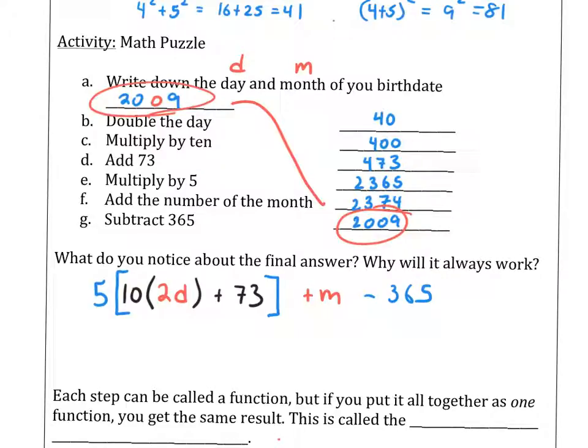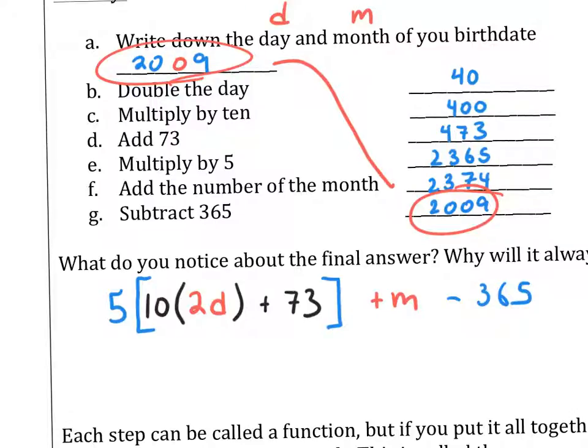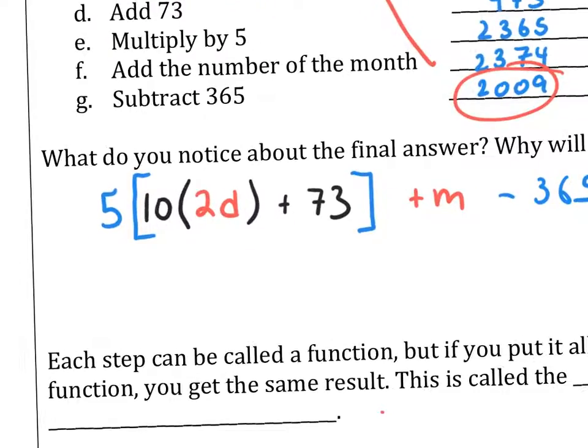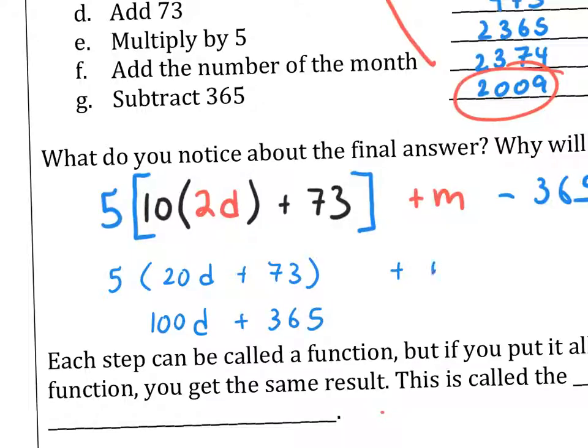And what this does is that they are embedding confusion. When they embed confusion, you get mystified. Wow, look. I've done all this and I'm mystified. But really, what is it that we're doing? Well, let's multiply this stuff out. So here, that multiplies out to be 20D plus 73. Now when I use the distributive property, I get 100D plus 365. Bring down the plus M, bring down the minus 365.